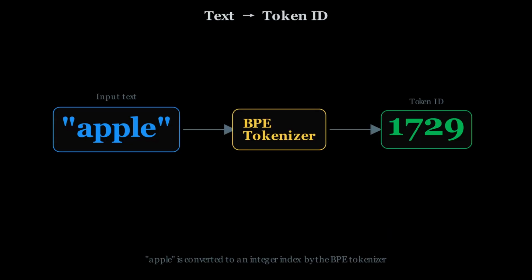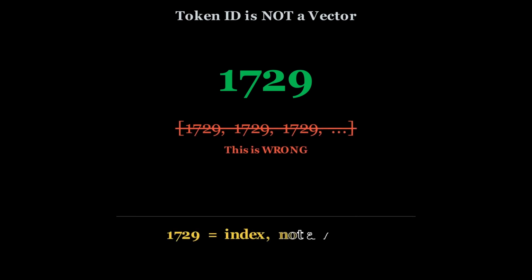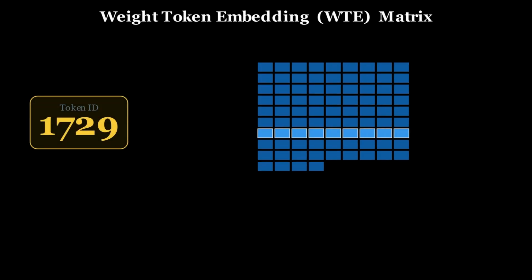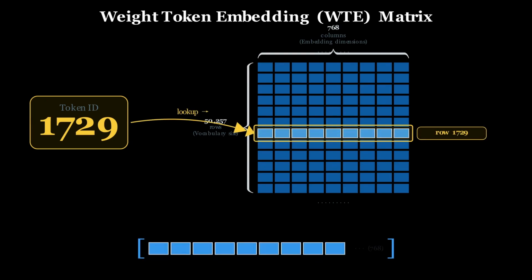Now that we've converted the word apple into the token ID 729, what happens next? This is where many people get confused. That number, 729, is not a vector. It's just an index. Think of it like a position in a table, not the actual meaning. In models like GPT-2, we use this token ID to look inside something called the embedding matrix. This matrix is a large table of learned vectors, where each row corresponds to a token. So when we take token ID 729, we simply go to row number 729 and select that vector.